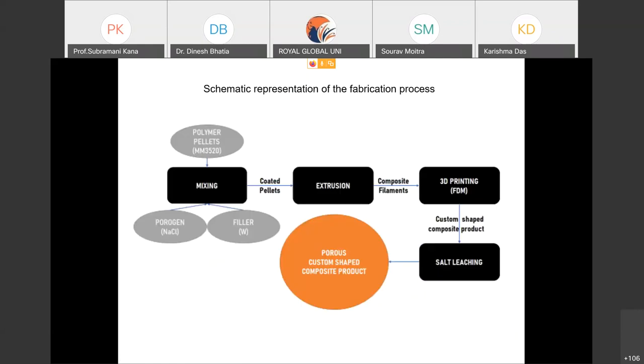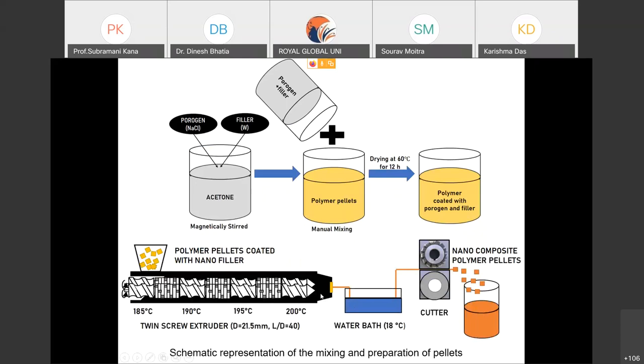After that, we are going to get the final composite product. After extrusion, you will get a composite filament, and as soon as we get that filament, we collect it. Just after cooling, you will have it in the form of a wire. That wire is used in the 3D printer so that the composite filament can be used here.